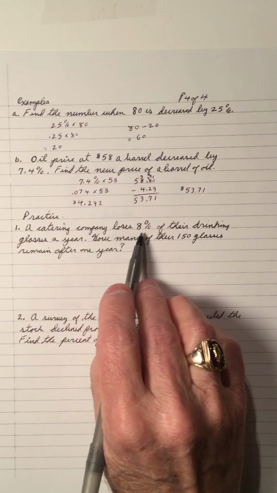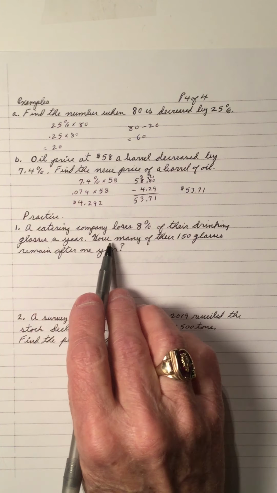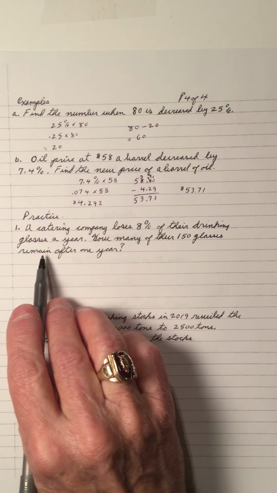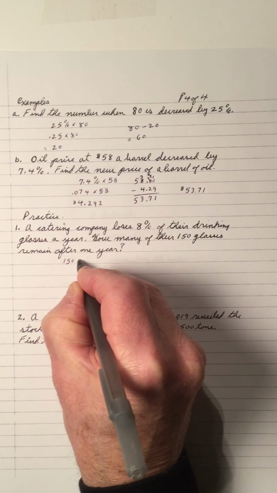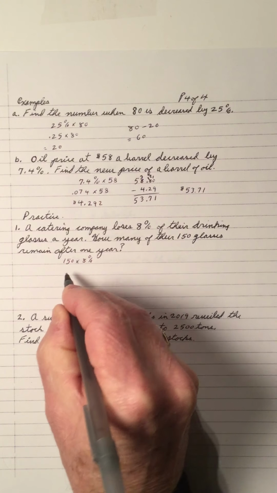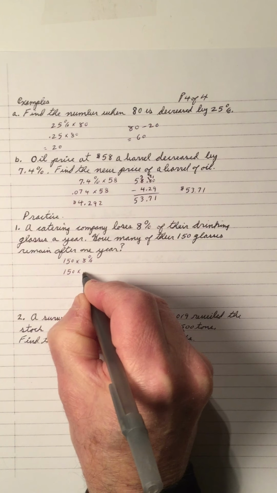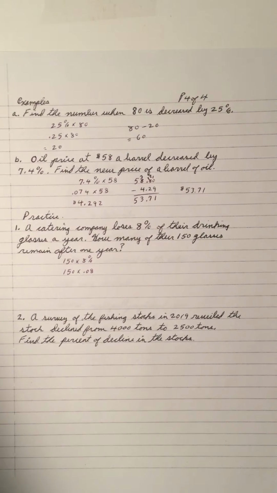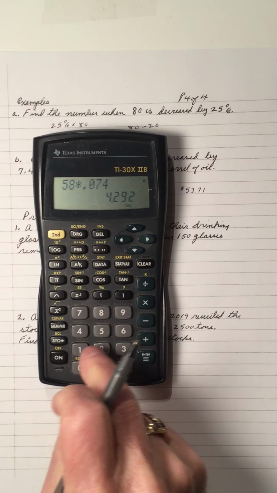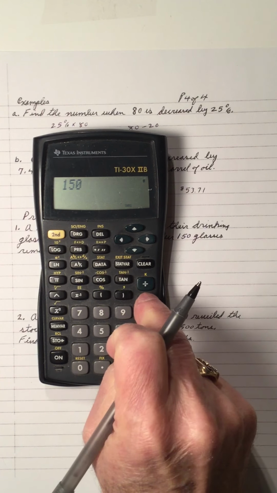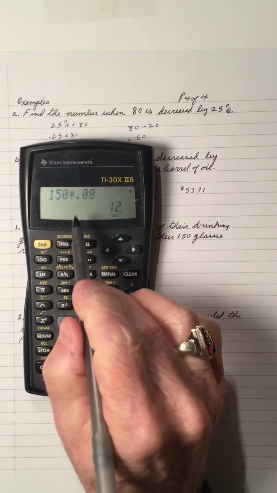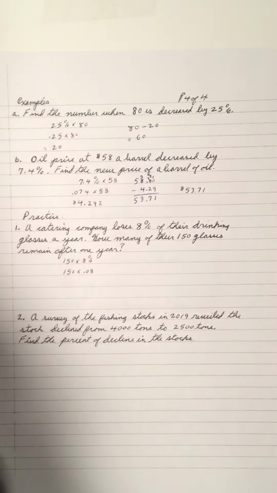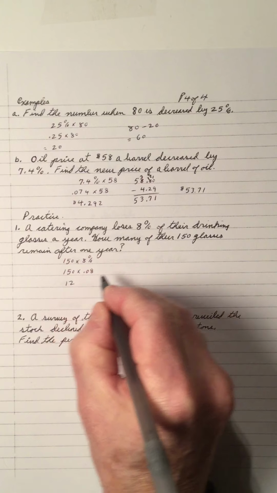A catering company loses 8% of their drinking glasses in a year. How many of their 150 glasses remain after 1 year? So they're going to lose 8% of 150 glasses. So let's find 8% of 150. 8% is decimal 0.08. So if we take our calculator and put in 150 times 0.08, which is 8%, it gives us 12. So they're going to lose 12 glasses.